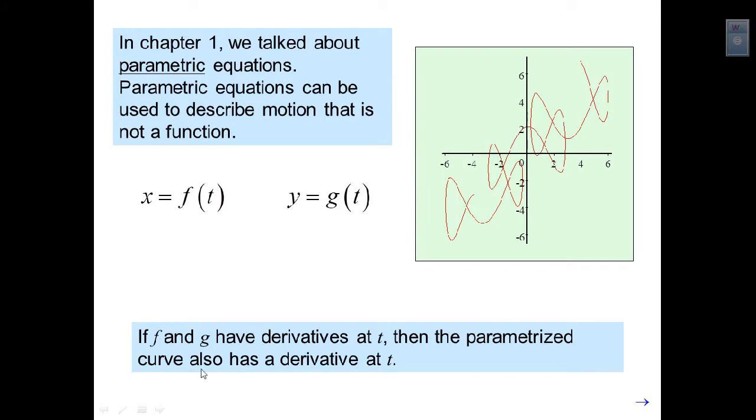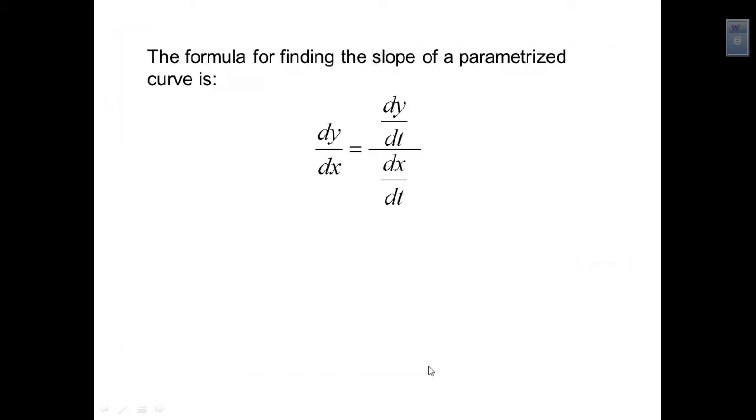Now, if f and g have derivatives at t, then the parametrized curve also has a derivative at t. And this part we've kind of talked about already. The formula for finding the slope of a parametrized curve is dy/dx equals dy/dt over dx/dt. So you take the derivative of the y equation with respect to t and divide it by the derivative of the x equation with respect to t.